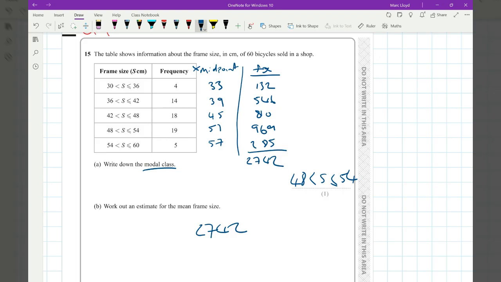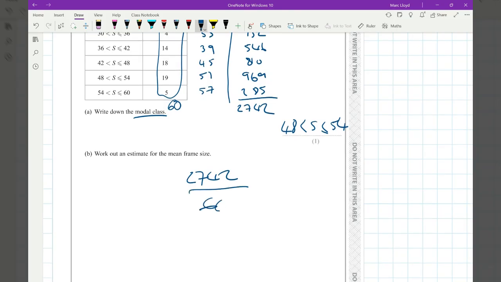And then we divide by the total of the frequencies. So all of these added up, which is said in the question, is 60. So that total is divided by 60, and it gives us 45.7 as our final answer.